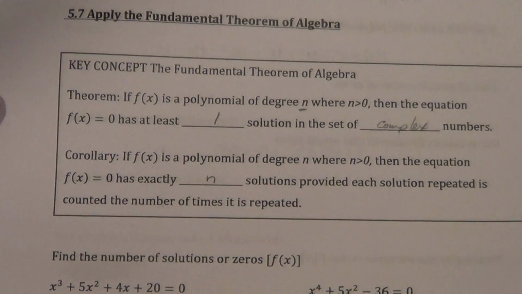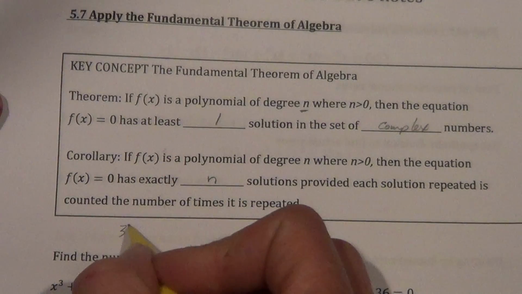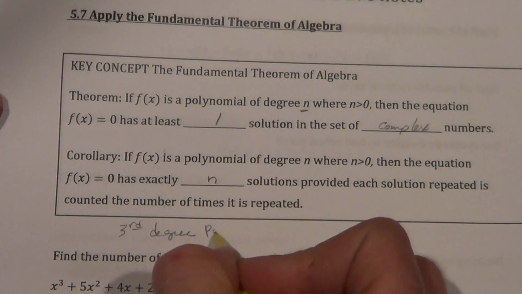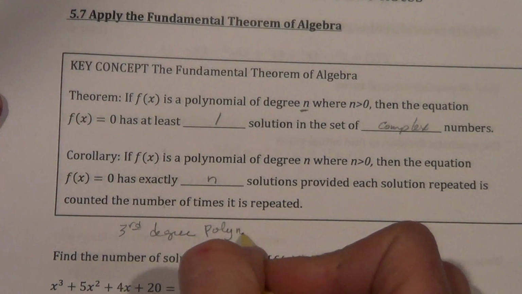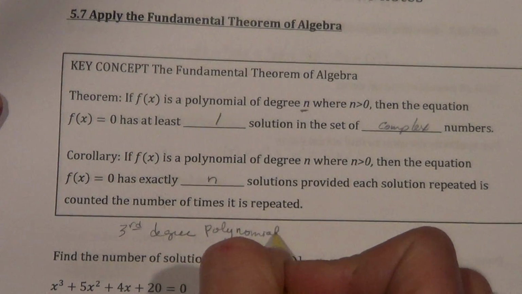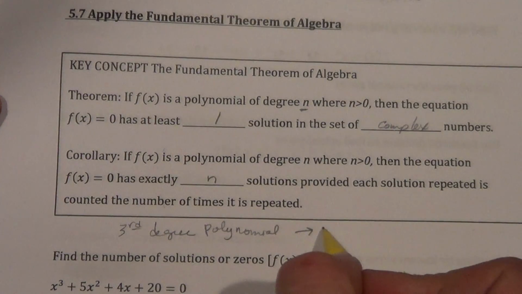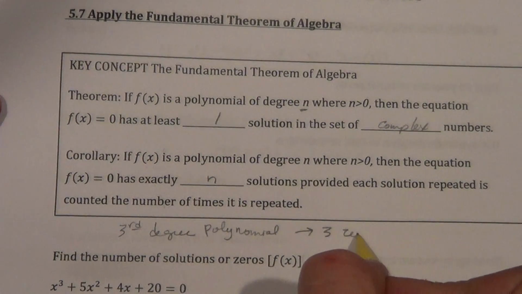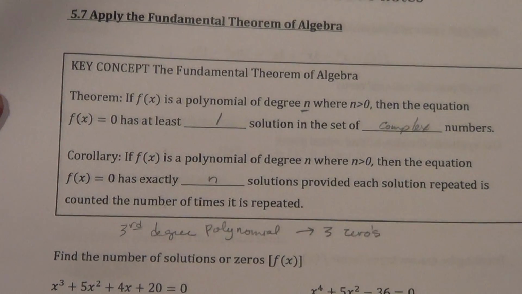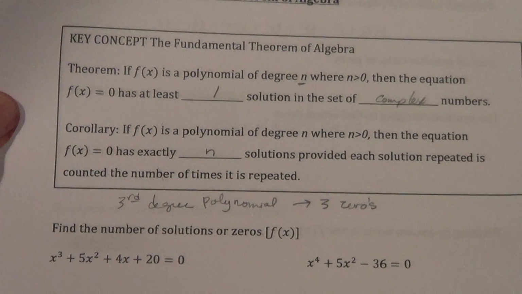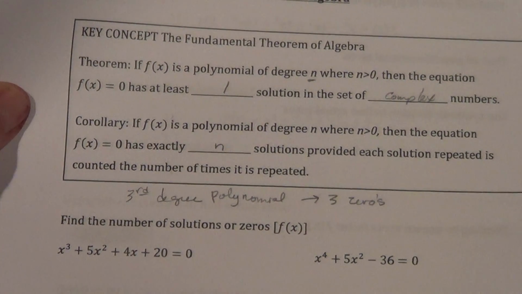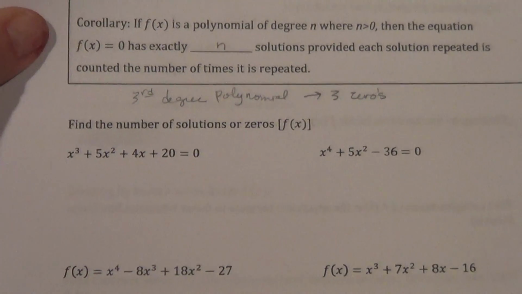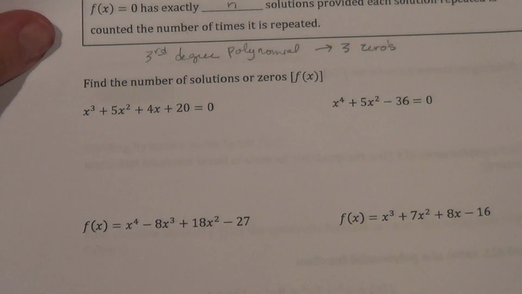You know how to find the degree? If we have a third degree polynomial, then it will have 3 zeros, or 3 solutions. Okay? Now, I pointed this out the other day with quadratics in class, that there were 2 solutions, and that's why we were talking about that. So let's look at this one.